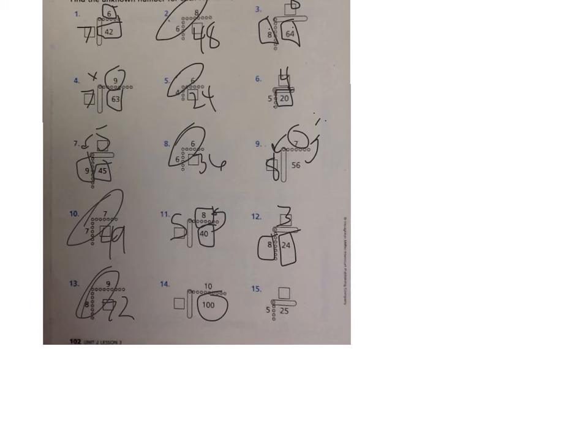Here we have the outside factors, easy, 72. Here we have 100 as our product. 10 is one of our factors, so 10 times something gives you 100. Easy one, 100. Here's another easy one. 25 is your product. 25 divided by 5 equals something. That same something multiplied by 5 equals 25. Gives you the answer of 5.